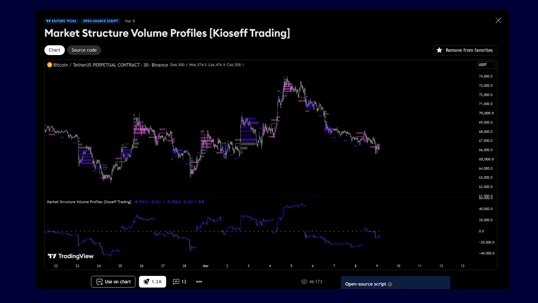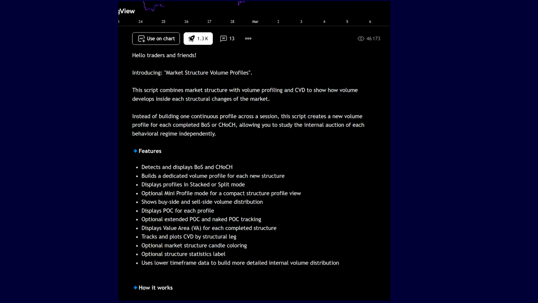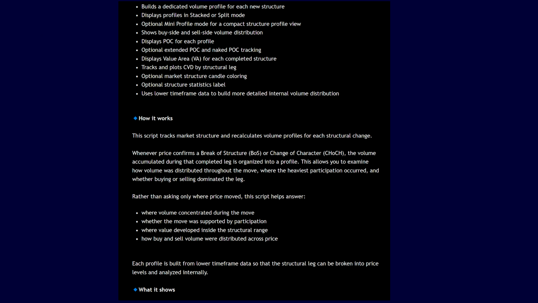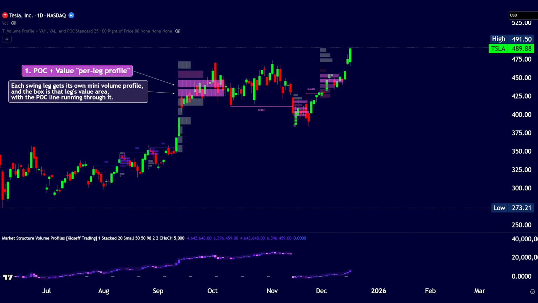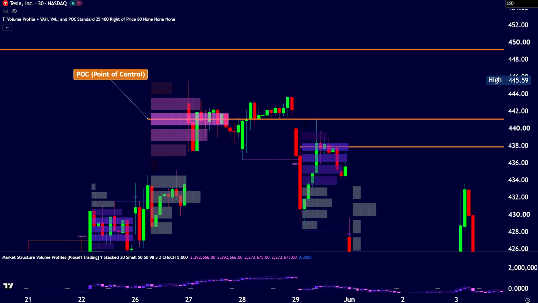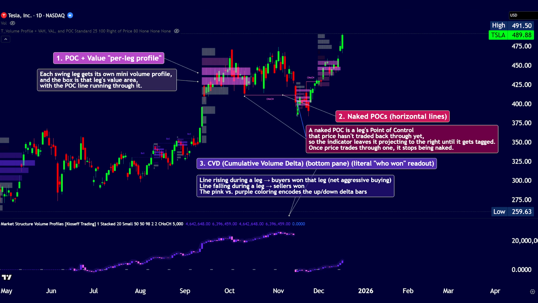Indicator 2, your structure tool. Indicators, community scripts, search market structure volume profiles, Kiosef trading. Add it. This one's smarter. It anchors a fresh profile to every shift in market structure, every break of structure and change of character, and it plots POC and value per leg, tracks naked POCs, and overlays CVD, cumulative volume delta, so you can literally see whether buyers or sellers won each leg.